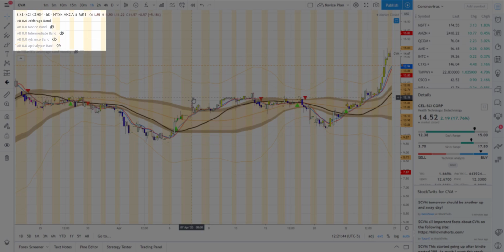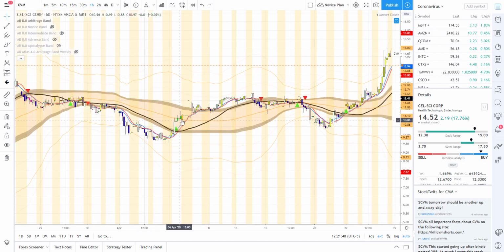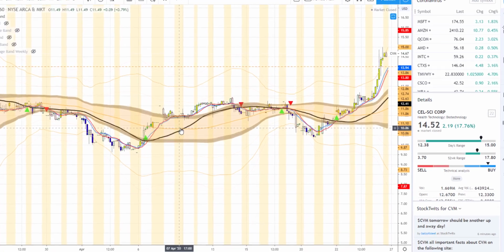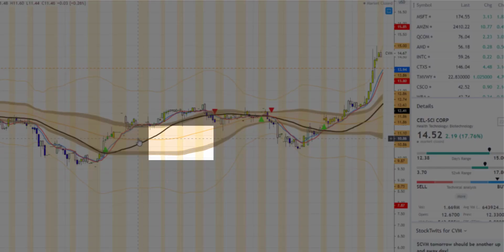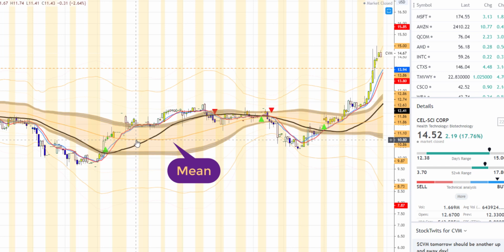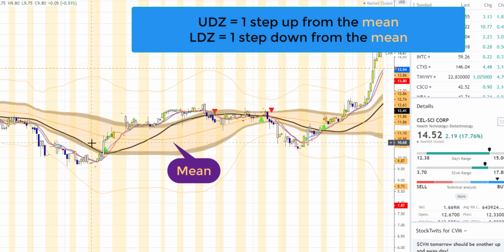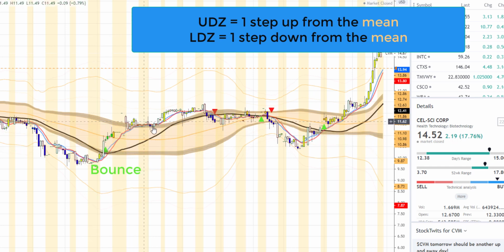But the last thing I want to talk to you about the bands that's very important is the deviations. Well, when you have the mean of the band, the orange line in the middle, you can go one step up or one step down to the upper or lower danger zone. And this is very common. As you can see, the band bounces and the candles go up, and then they go back down, then they go up.